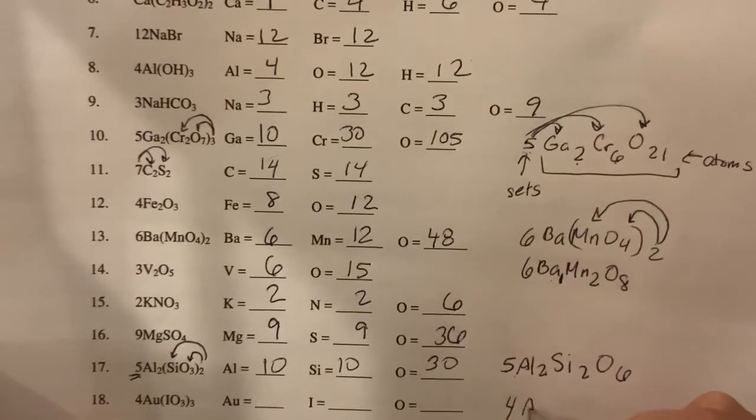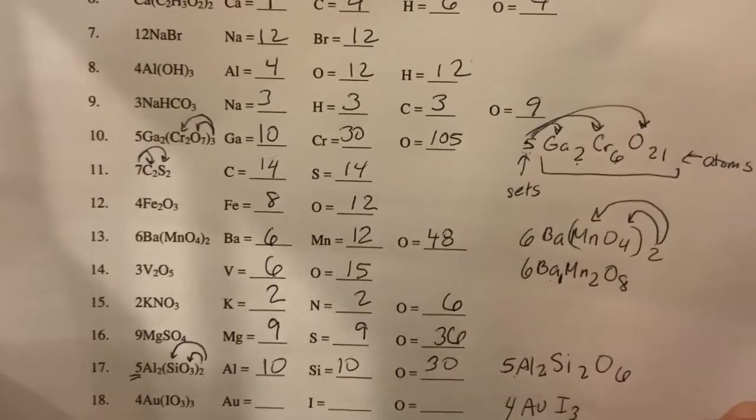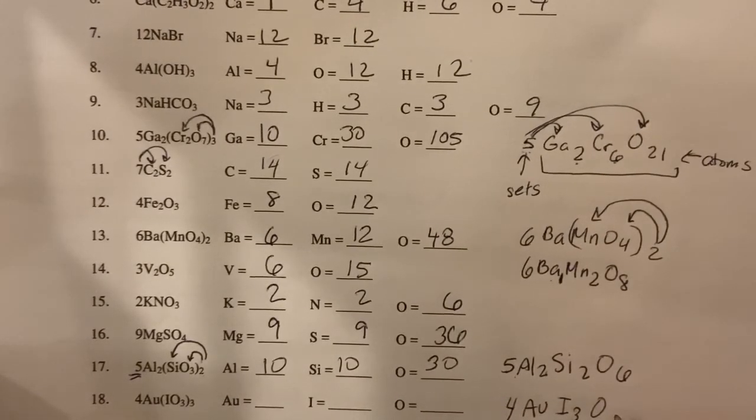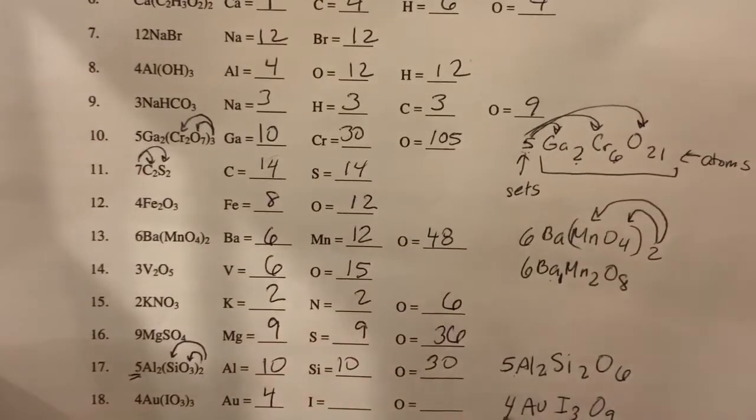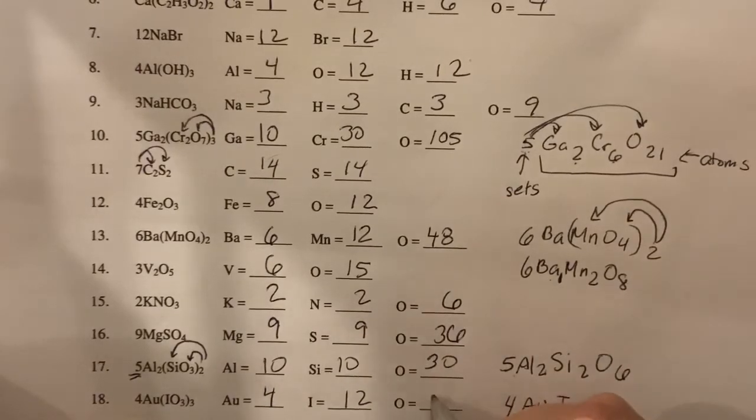Okay, and again here, we're going to distribute. So we have 4 gold iodates. And the 3 gets distributed. The O, the 3 times 3 is 9. 4 times 1 is 4. 4 times 3 is 12. 4 times 9 is 36.